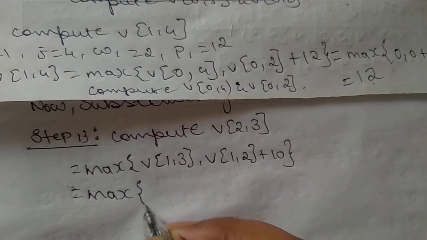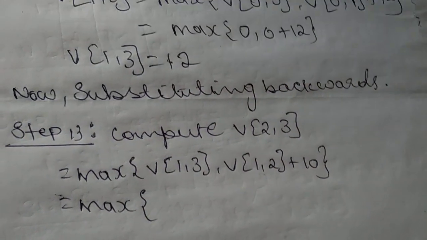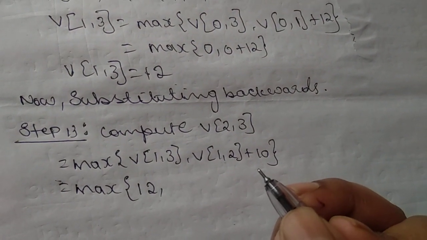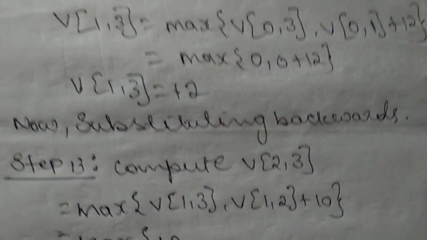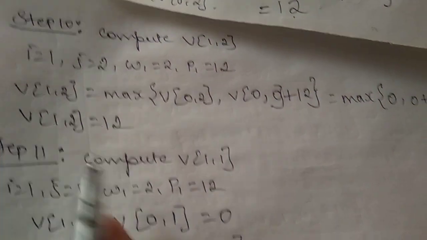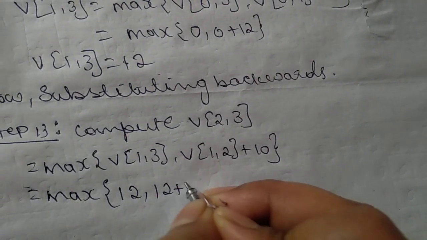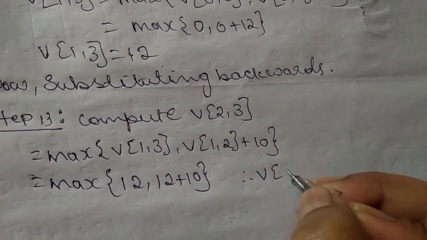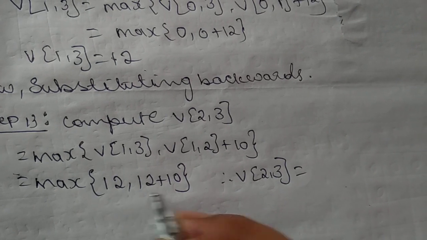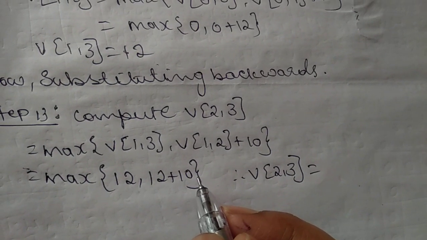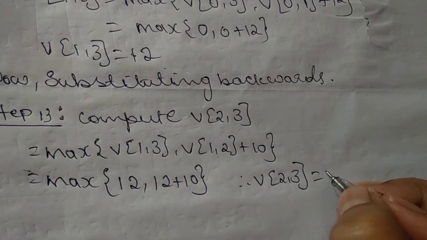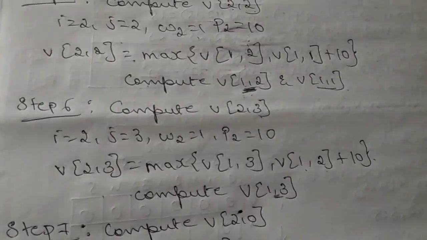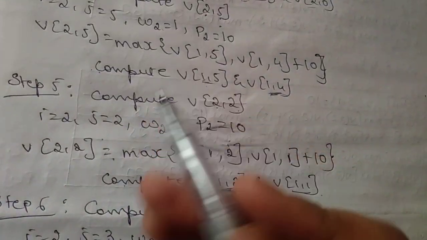Yes, max of v of 1 comma 3. Already we have computed the value for v of 1 comma 3. See, v of 1 comma 3 is 12, and v of 1 comma 2 also we have computed, it is 12, plus 10. So for v of 2 comma 3, max of this 12 and 22 is 22. So I'll get v of 2 comma 3 as 22. Now I have computed step 6, 2 comma 3, I got the value. Next go for the previous step.